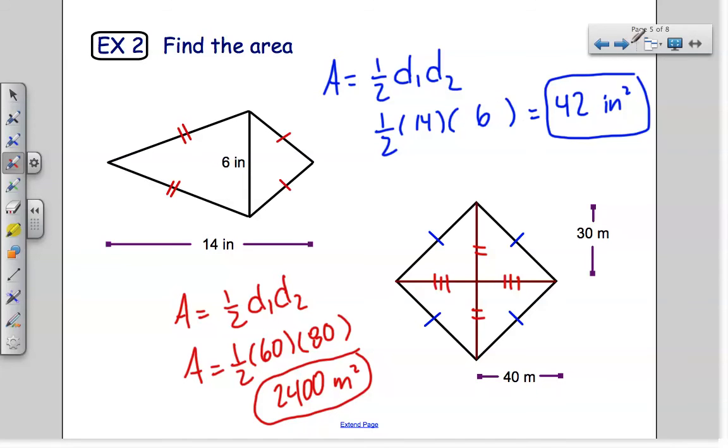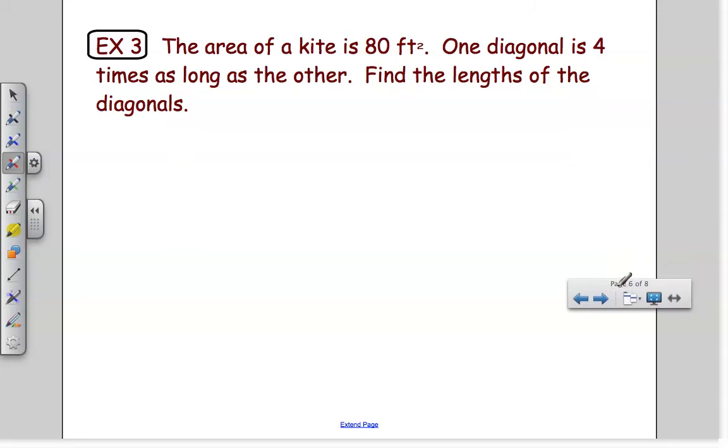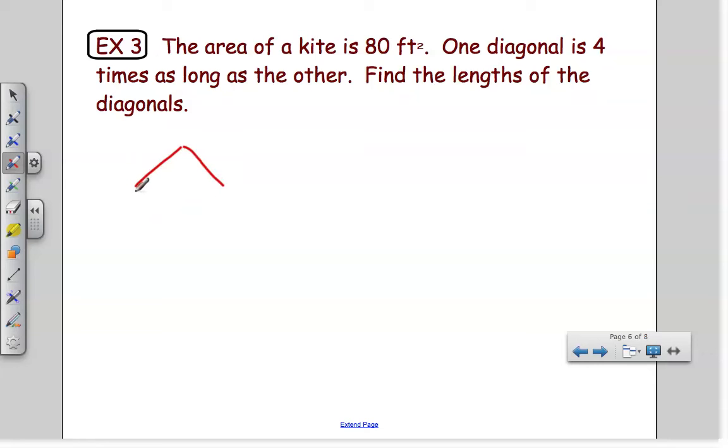So, area of a rhombus and kite. Let's try another example where I'm solving for a variable here. I know the area of a kite is 80 feet squared.